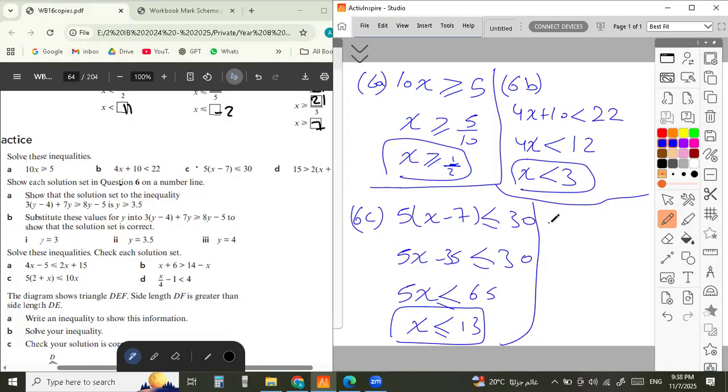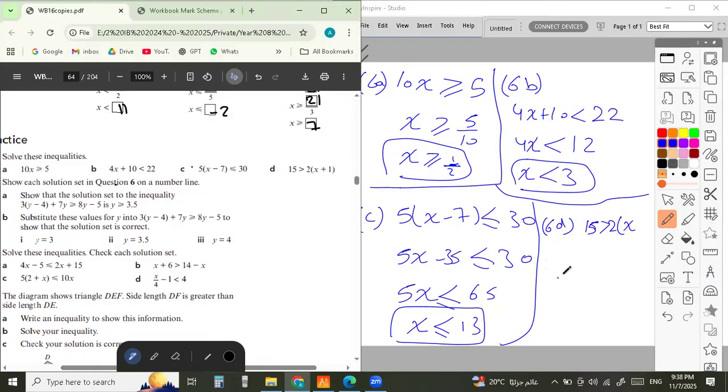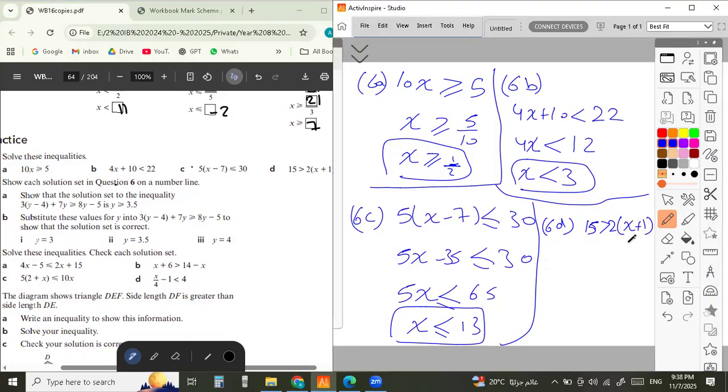The other question, which is 6D, they're saying to you here, 15 is greater than 2x plus 1. Solve the inequality. Mister, can I swap like what I used to do? Yes, you can, but I hope that you don't forget with swapping also the inequality.